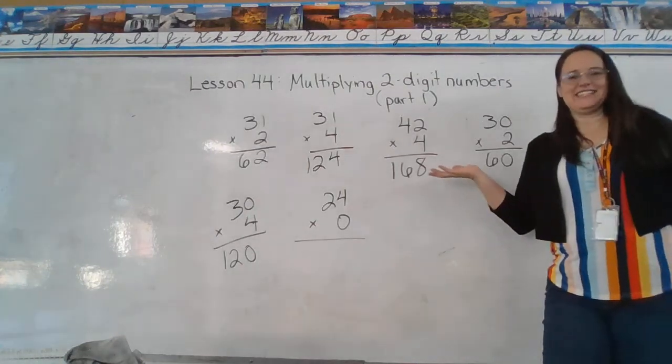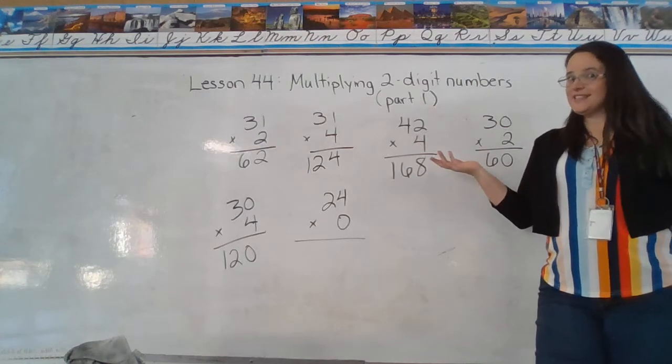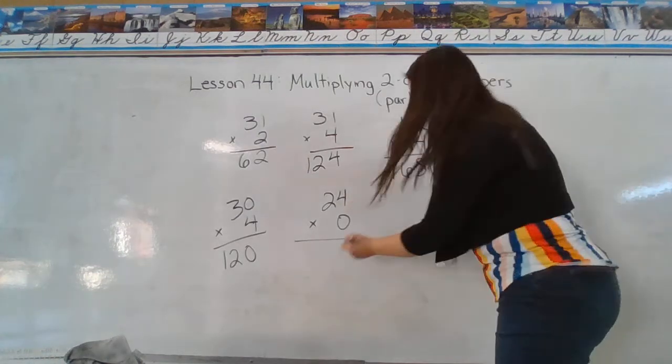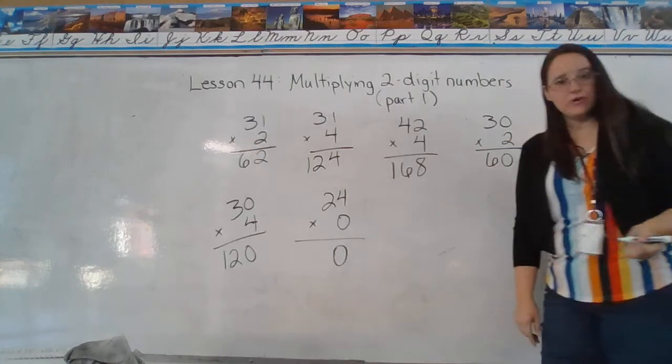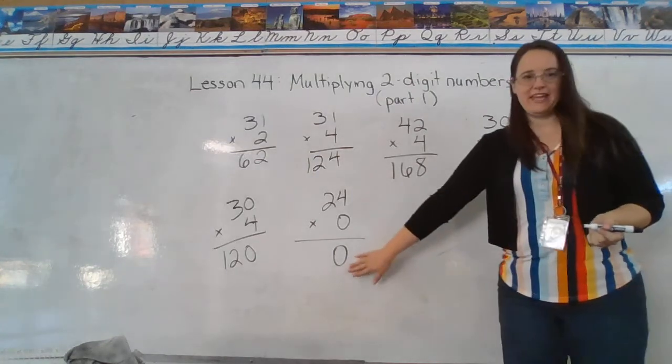Here's a little trick for you. What's anything times 0? 0. Doesn't matter what this number is. I have 0 groups of them. So my answer is 0.